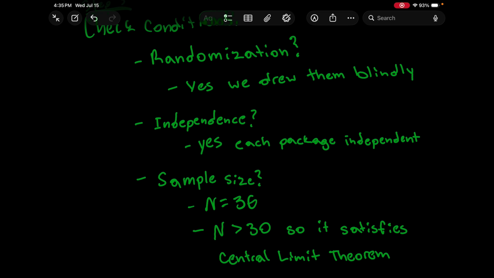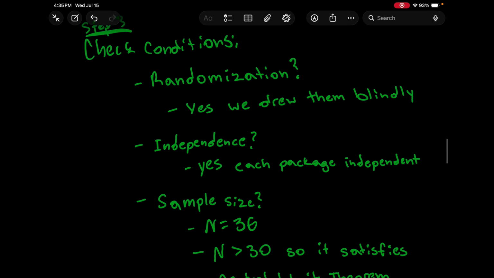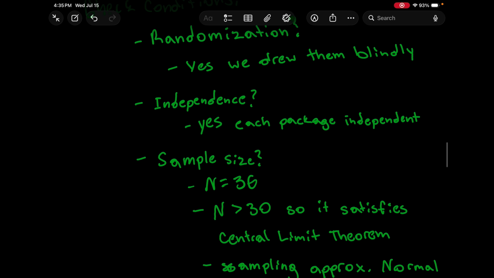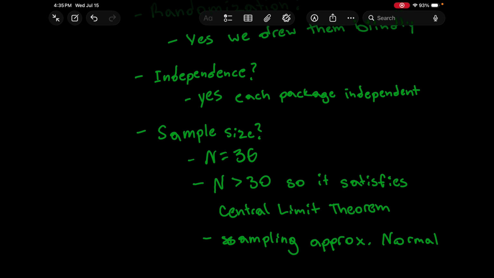And lastly, our sample size. So what was our sample size? We had how many bags of M&Ms throughout the class? 36, exactly. So we learned from our central limit theorem, we have to have at least 30. 36 is greater than 30, so we do have a large enough sample size, and we can assume our sampling distribution is approximately normal.